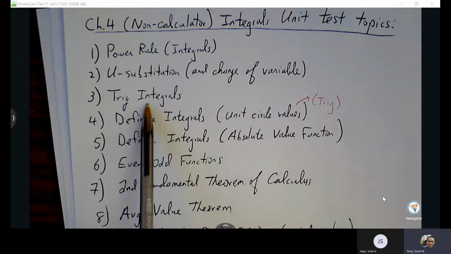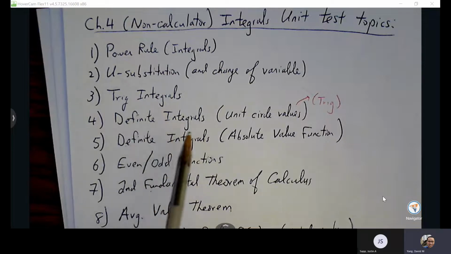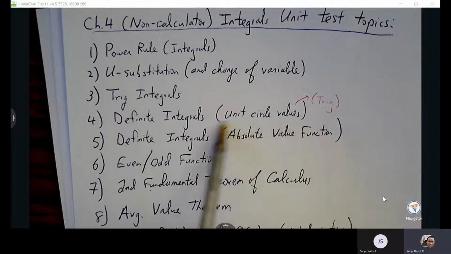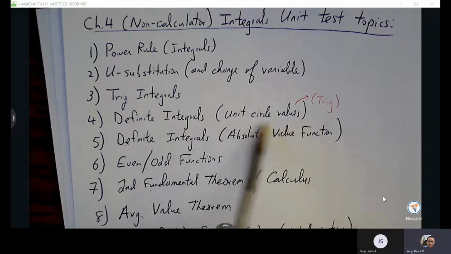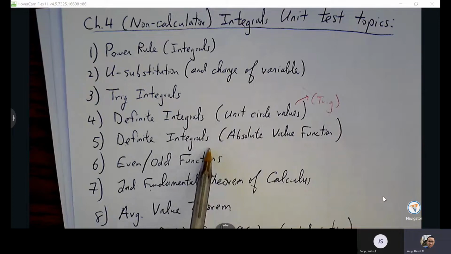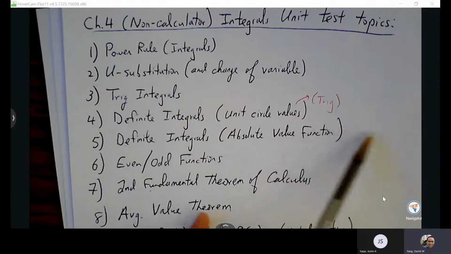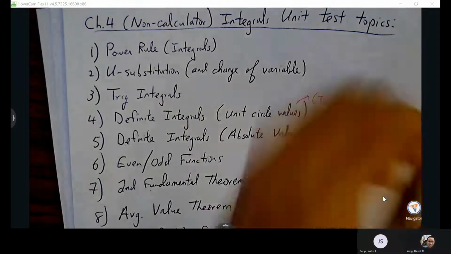Trig integrals, definite integrals involving potentially unit circle values. We can go over one of those problems in class as well. Definite integrals involving absolute value functions. We went over that yesterday during the help session, where we have to sketch the graph out.